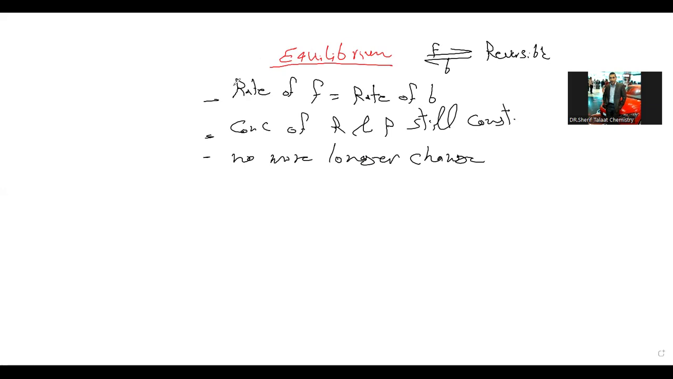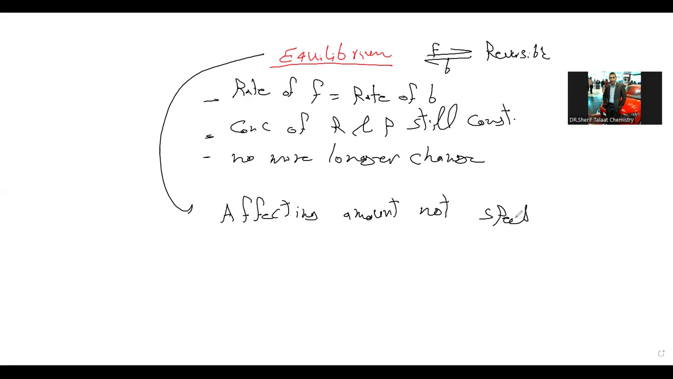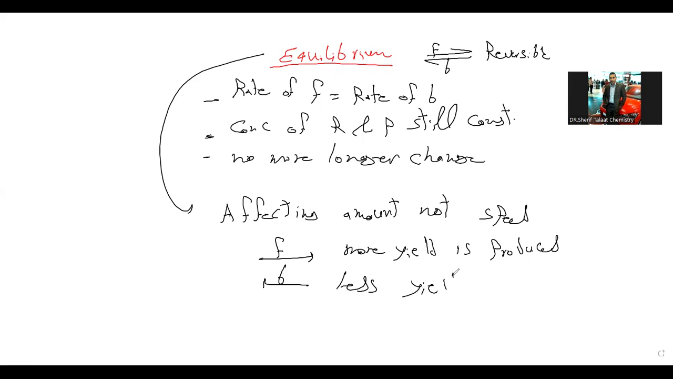And equilibrium affects amount, not speed. How come it is like that? In rate, we said that the rate affects speed, not amount, but equilibrium affects amount, not speed. If the reaction moves forward, this means that more yield is produced. What is meant by yield? Product. And if the reaction moves backward or reverse, this means that less yield is produced.